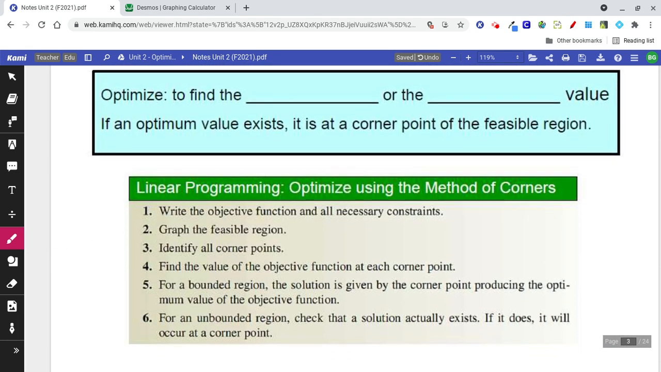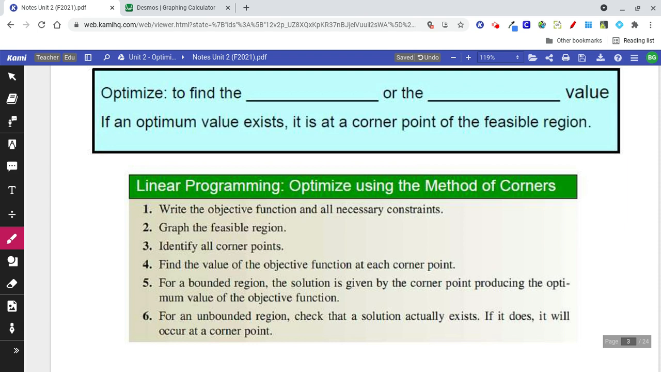This chapter is on optimization. Optimization, we're trying to optimize. When we optimize, we want to find the maximum or the minimum value of whatever the problem is talking about. Find the maximum or the minimum value.